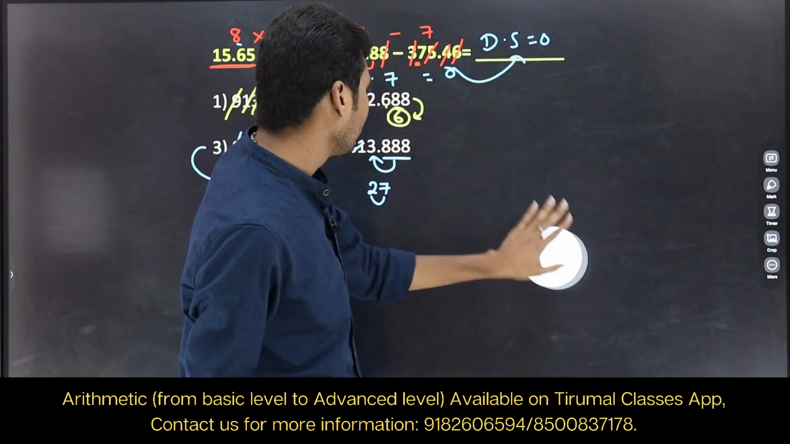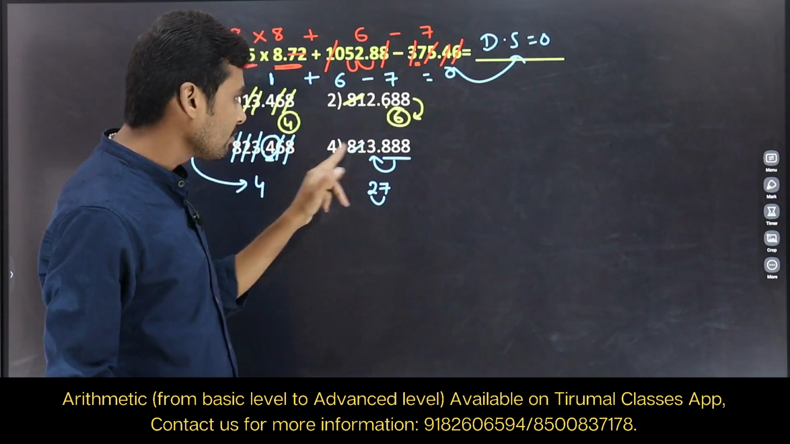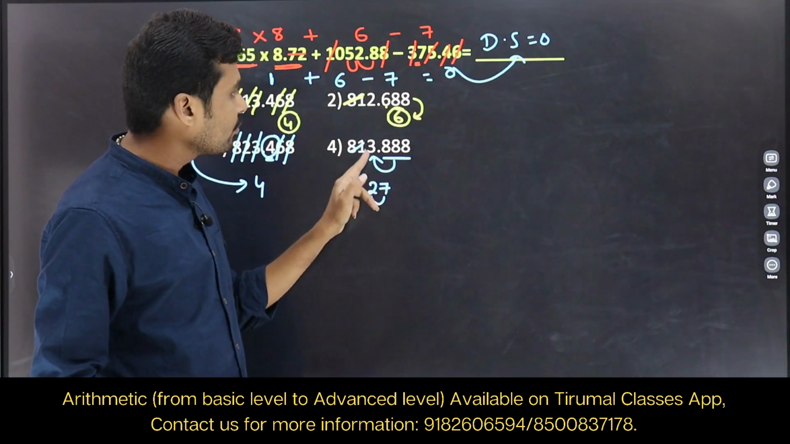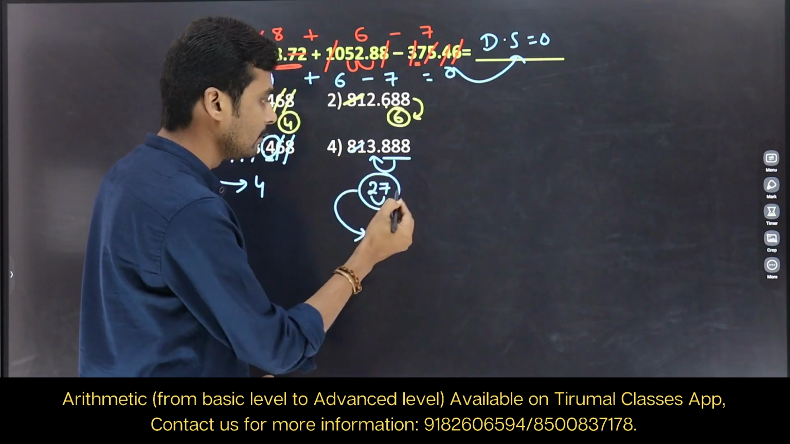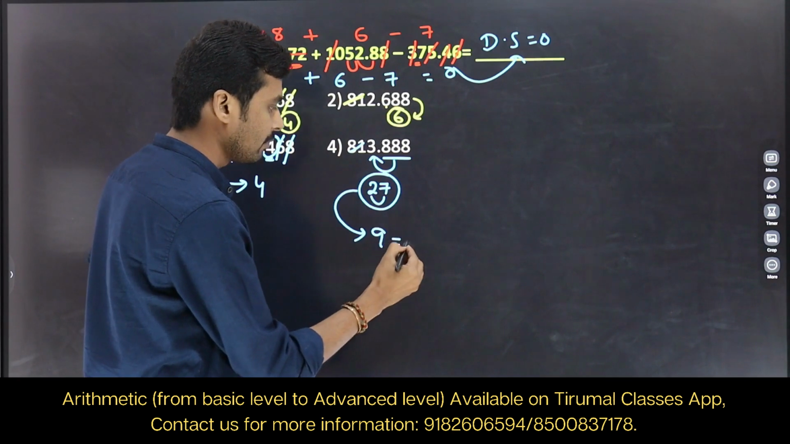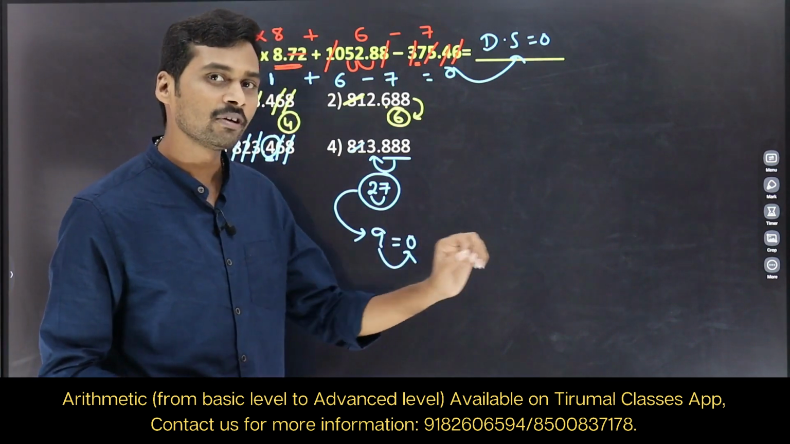See here, if you take the digit sum of the fourth option, 813.83. So 8 and 1 get cancelled. 8 threes are 24, plus 3 is what? 27. So the single digit sum is what? Single DS value. 2 plus 7 is what? 9. So we know that in the digit sum concept, 9 is absolutely equal to 0, right?